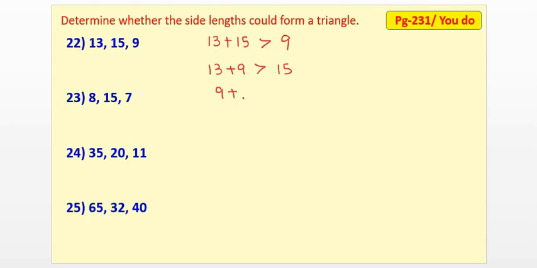Okay, so it's 9 plus 15. Is it greater than 13? So yes, all these lengths are becoming, let's write the sums over here. So here is the answer. Yes, these lengths could make a triangle, and here the sums were 28, 22, 24. All these sums are greater than the third side.